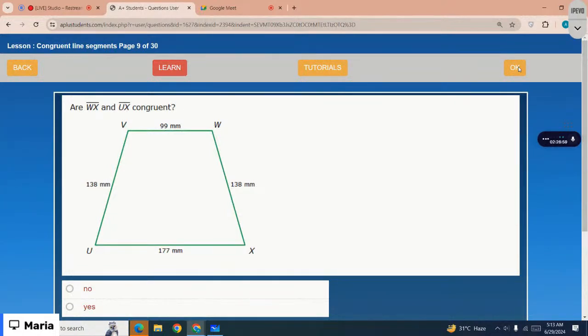Are WX and UX congruent? No, they are not congruent, right? Okay, you can complete the lesson by yourself later today. Let me just move on to the next lesson.